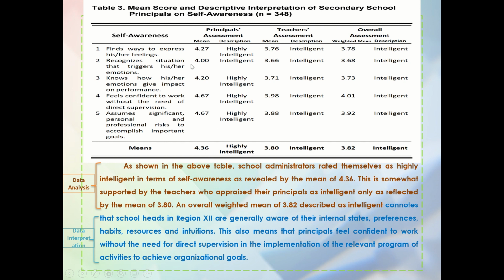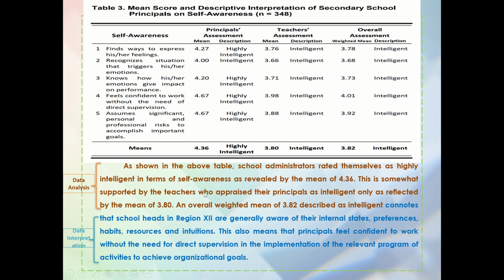So, pinagsama-sama lang tong mean ng principal's assessment, gathered answer, and then ito yung result. And then ito naman yung kanyang verbal description. So again, as a researcher, dapat you know how to analyze this table. So yun yung unang analysis. So the school administrators rated themselves as highly intelligent in terms of self-awareness. So since self-awareness yung pinag-uusapan natin as revealed by the mean of 4.36. So ito yung kanyang pinakita.